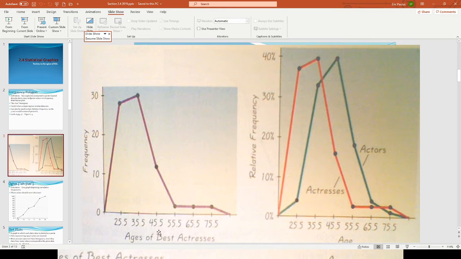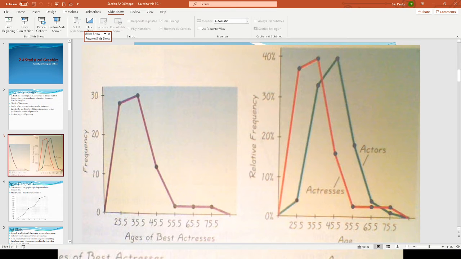It looks like this 44.5 category, which again, they're using the midpoint formula version, so this is probably the midpoint of a class here. But there's about, looks to be about 13 or so people in the 45.5-year-old range that won best actress in this case here in the data that they're using.